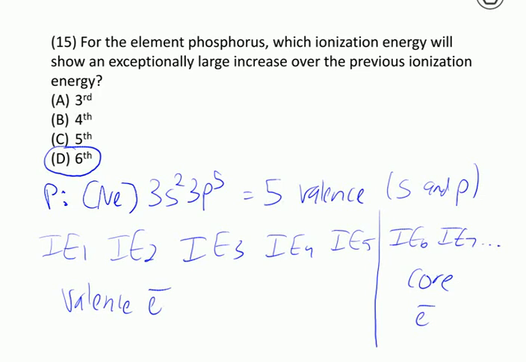Oh, it should be 3s2, 3p3. Okay, thank you for pointing that out. So it's 3p3, which means there's a total of 5 valence electrons. Sorry for that confusion.